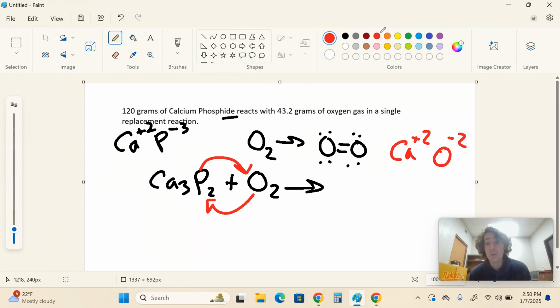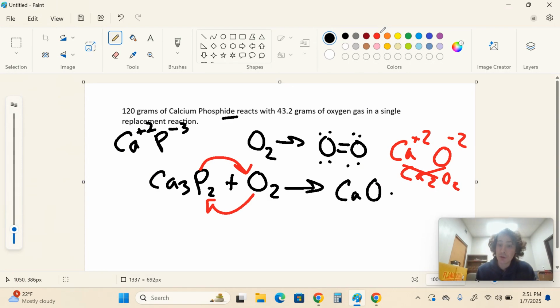Okay, we can do our crisscross. When you do crisscross, reminder, you have to ask, is it simplified? Can I simplify Ca2O2? Because if you just did this with the shortcut, you might write this down as the answer, and that would be incorrect. You need to simplify it. So simplifying 2 and 2 is simply 1 and 1. So I'm going to have CaO, calcium oxide.